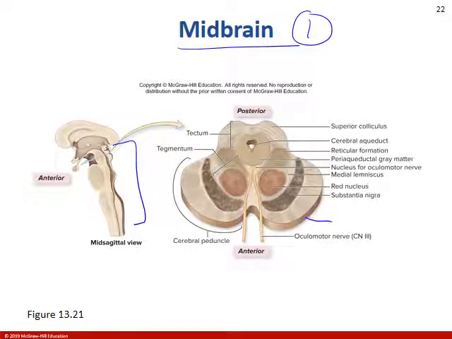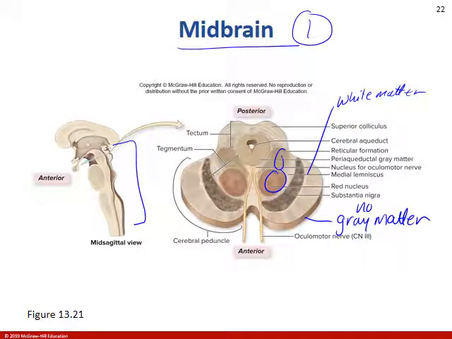And you can see the midbrain, there is no gray matter. So remember, as you move down the brainstem, the outer gray matter is gone. We do have white matter, and then we have these nuclei. So there's going to be several different functions here.